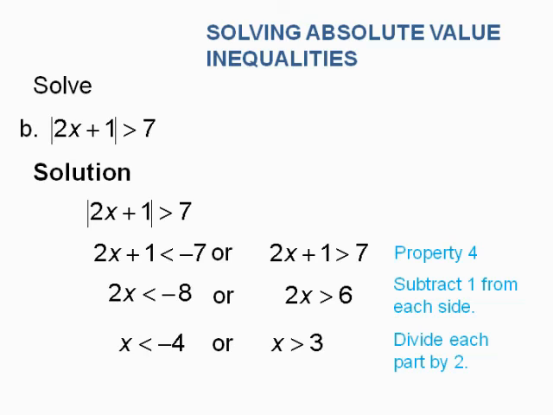Let's try one that's greater, very similar. So if it's the absolute value of 2x plus 1 is greater than 7, we're going to use property 4 there. We're going to take what's in this absolute value and say it's got to be to the left of -7 or to the right of 7. So this is what I call the breaststroke here. Solving, you'll get your two answers.